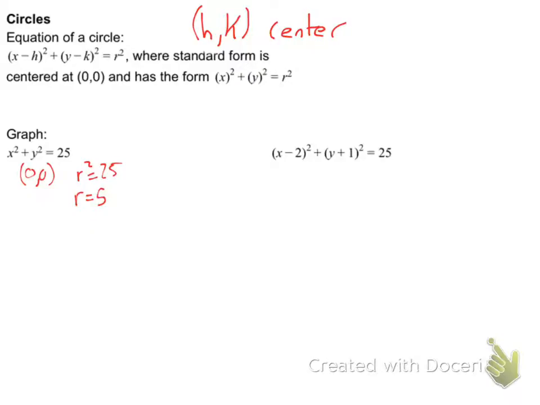Wait a minute. I would have to take the square root, wouldn't I? But when I square root, I should do plus or minus. How come I don't do that here? Because a radius cannot be negative. Right. So that's why it's 5. And so, easy enough. I'm centered at 0, 0. So I put a dot there, and I'm going to go 1, 2, 3, 4, 5, put a dot. 1, 2, 3, 4, 5.